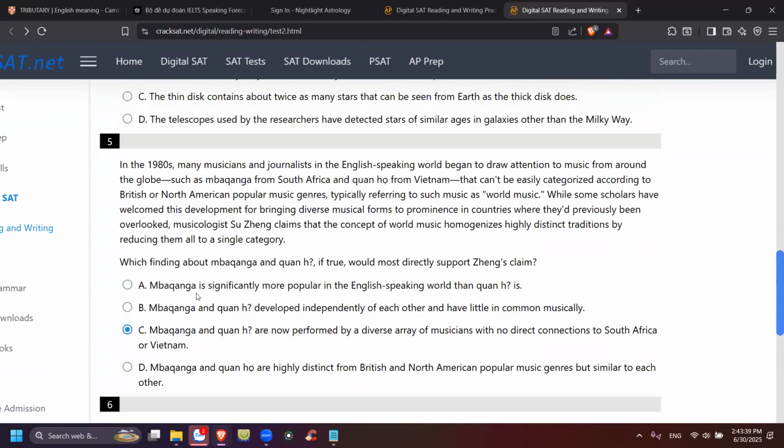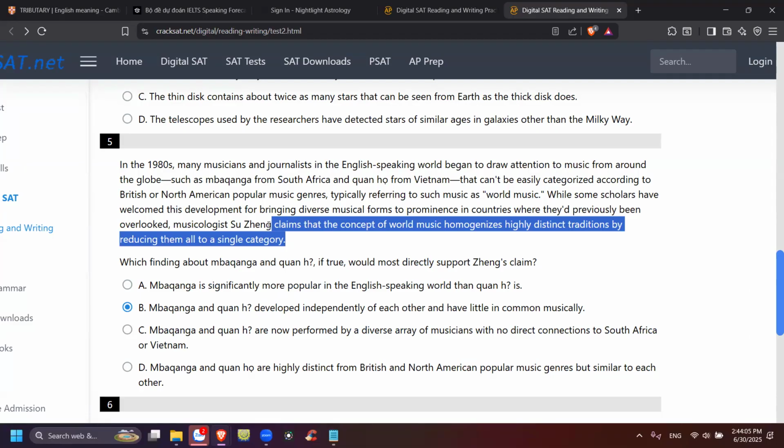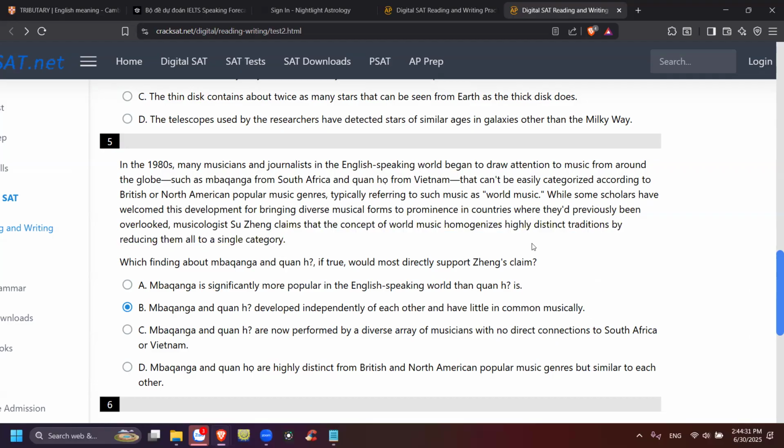Number five, it's B. Most directly supports Zheng's claim. So basically, Zheng claimed that the concept of world music homogenizes highly distinct traditions. So basically, they take everything different and put it into one thing similar everywhere, right? Homogenize, that's what it means. It flattens everything, assimilates it all, makes it all identical. Yeah, very globalization. They develop independently of each other, have little in common musically. But it shows that the two types of music are tightly distinct traditions.